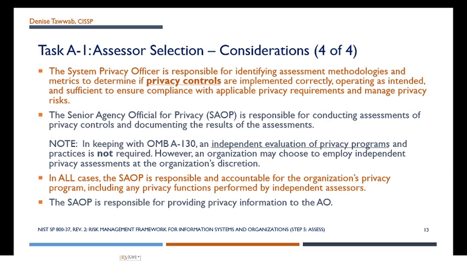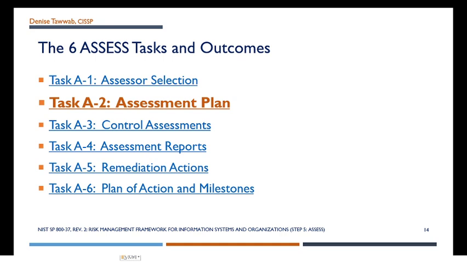The Senior Agency Official for Privacy is responsible for providing privacy information to the authorizing official. So privacy sits apart from security, but in both cases, somebody is responsible and somebody will be held accountable for how that assessment plays out. All right, that's task A1, assessor selection.